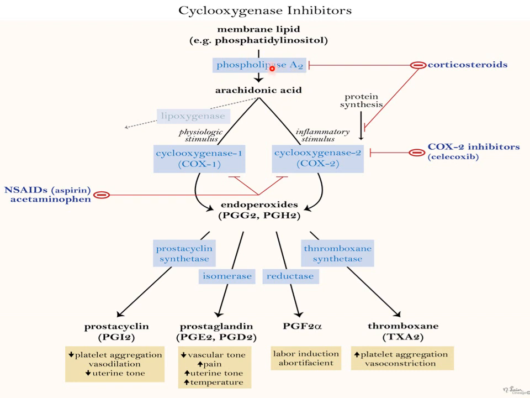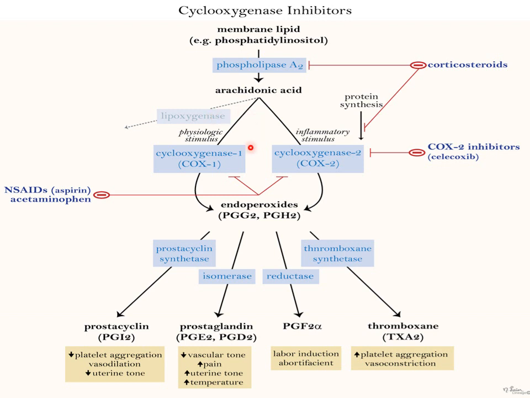The formed arachidonic acid undergoes metabolism by 2 pathways. One is the lipoxygenase pathway, involving the lipoxygenase enzyme, and the second is the cyclooxygenase pathway. So how many pathways are there in arachidonic acid metabolism?